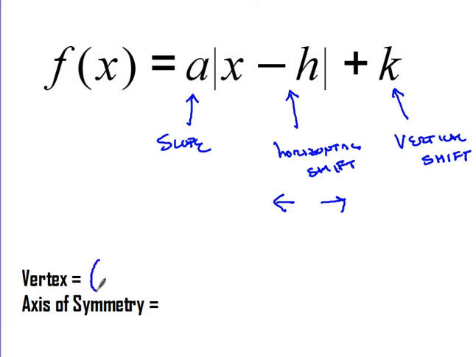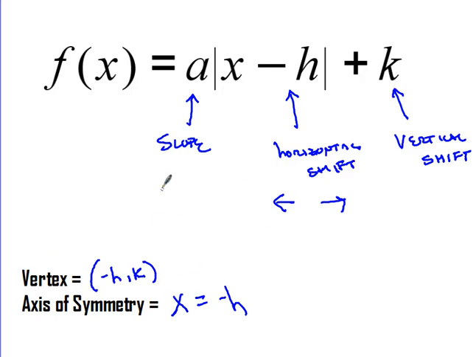So the vertex is always going to be the point -h, k. My axis of symmetry is always going to be the equation of x equals, and it's always going to be whatever that -h is. Okay? And this is going to work every single time. So it is a little different because in the formula, this is -h, which means it's always the opposite. That's why I put -h, k for my x value. So we'll see what I mean by that in just a minute.